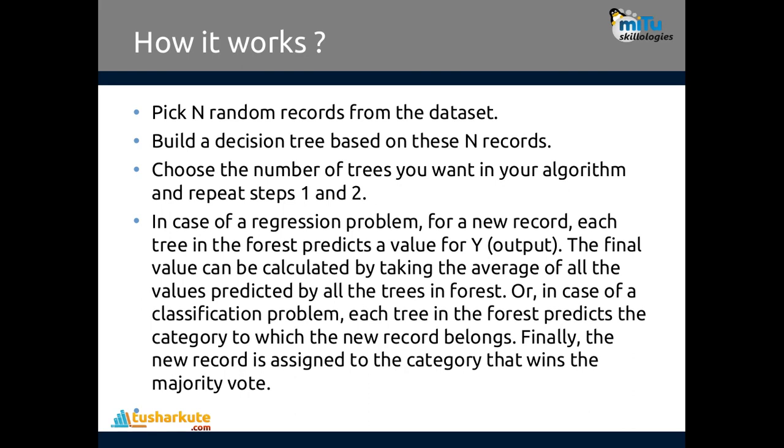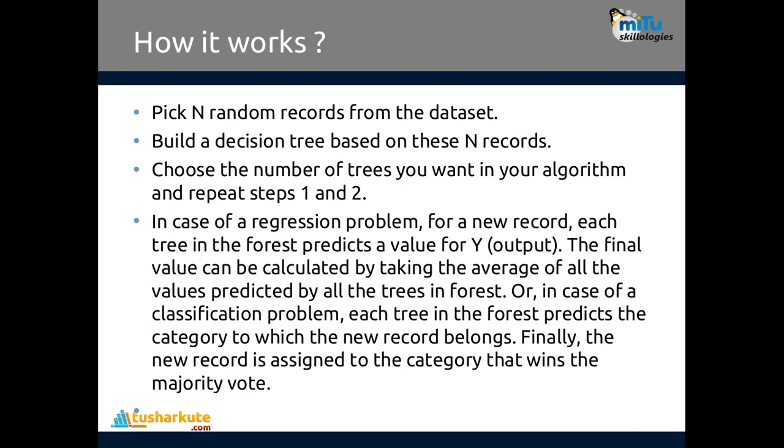In the case of a regression problem, for a new record, each tree in the forest predicts the output y. The final output is calculated by taking the average of all the values predicted by the trees of the forest. Or, in the case of a classification problem, each tree in the forest predicts the category to which the new record belongs. Finally, the new record is assigned to the category that wins the majority vote.